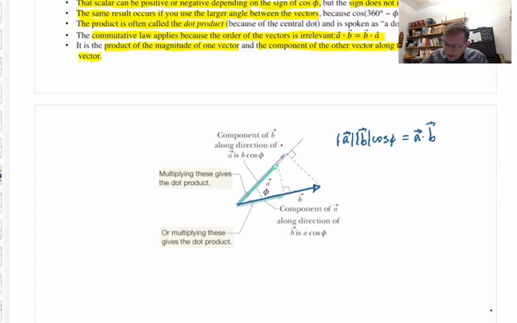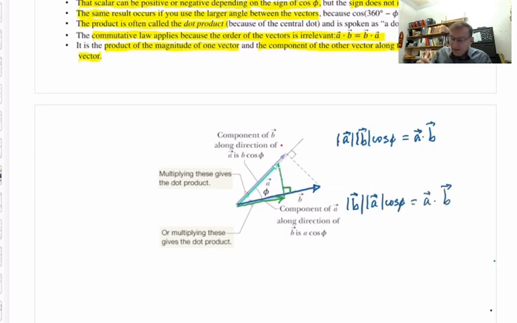That is this perpendicular. Let me drop the perpendicular from the tip of A to B. See the right angle there? And this right here is the component of A along the direction of B. But that is just magnitude A cosine phi. So we take the magnitude of the first vector, in this case B, times the component of the second vector along the direction of the first vector, magnitude A cosine phi. But that's still just A dot B.